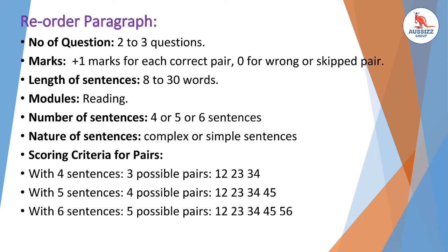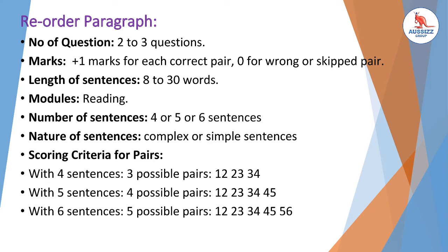The next 3 tasks are reorder paragraph, reading fill in the blanks, and reading and writing fill in the blanks. So in reorder paragraph you will have approximately 2 to 3 questions. Now the most important thing over here is the marks are allocated on the basis of pairs correct and not the answer correct. So if the sequence of the answer is A, B, C and D, you will not get +1 for the entire answer being correct. No, you will get the marks for the pairs correct. So A, B, B, C and C, D.